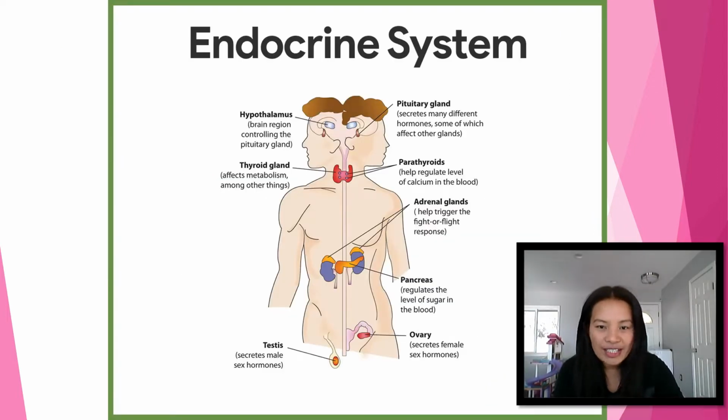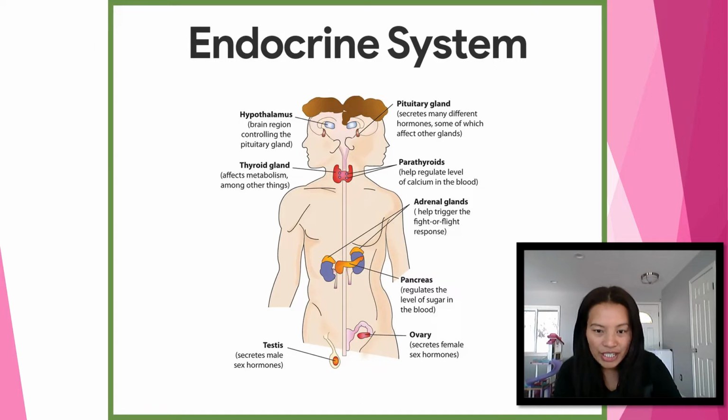Okay, so I showed this slide in the first video, and to explain further, we have the hypothalamus. It's in the brain region controlling the pituitary gland. And the pituitary gland secretes many different hormones, some of which affect other glands. And then we have the thyroid gland, which affects metabolism, among other things. And parathyroids help regulate levels of calcium in the blood. Adrenal glands help trigger the fight or flight response.